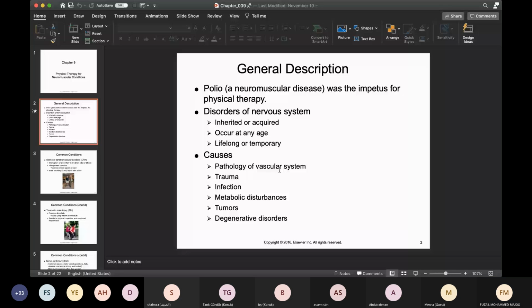Do not worry about this one. Neurodevelopment treatment, do not worry about this. All right, skip that one.